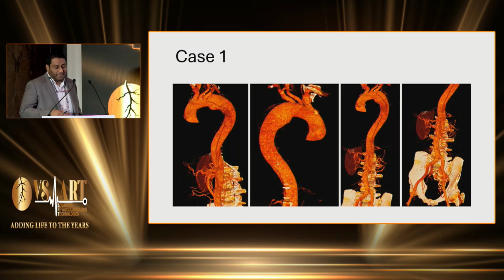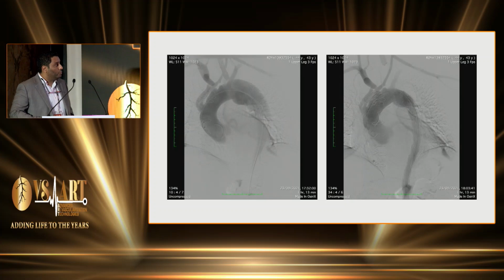I'll go through some cases we did. So the first case was a young patient in his 40s coming with a dissection starting from the arch, and he had uncontrolled hypertension and intractable chest pain. So we did a hybrid technique in this one.